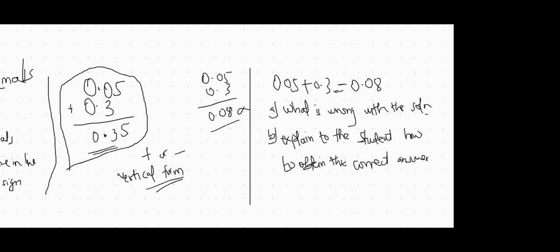Please, are we together? Yes. So in a previous exam, sometimes they would say, with the same question we just solved, a student answered the question 0.05 plus 0.3 is equal to 0.08. A, what is wrong with the child's solution? Can someone tell us what is wrong with the child's solution?